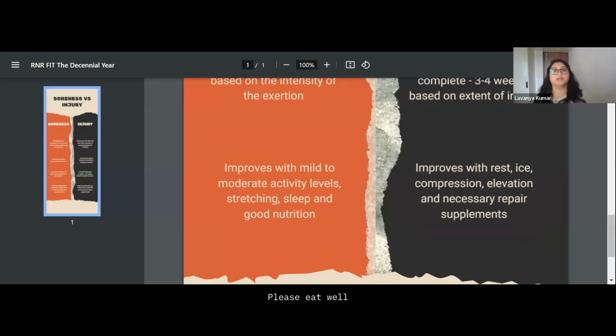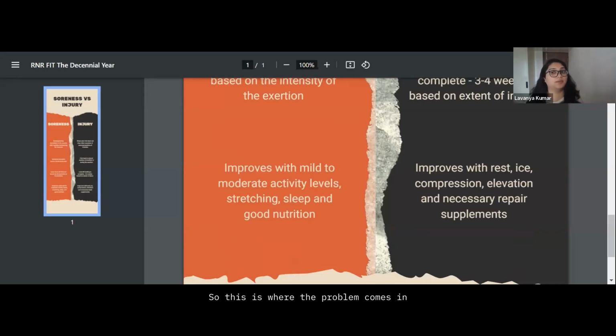Please eat well. I mean, this is like the most underrated work there is. Please make sure that you eat really, really well. Good protein and carb mixed diet. We need to make sure that the water intake is really, really good. Good electrolyte intake. Good sleep levels. Without sleep, you will not recover well. And apart from this, we can do mild to moderate activities to that region.